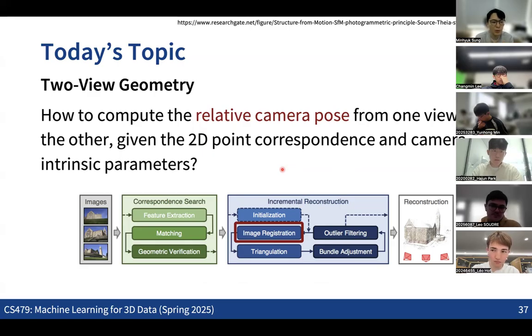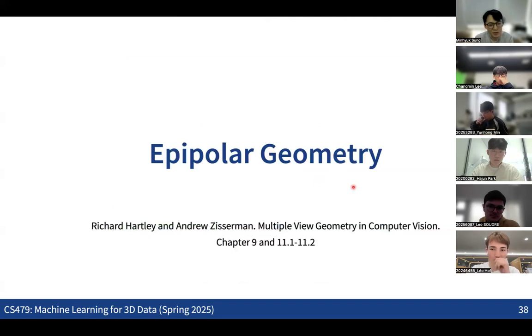So for that, we are going to talk very briefly about the epipolar geometry. But before I move on to this, any questions on this?